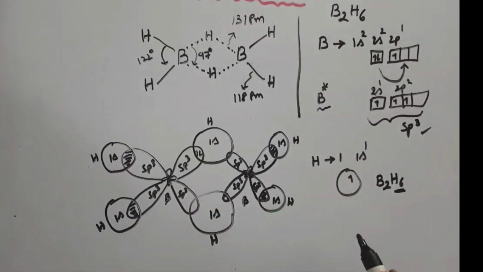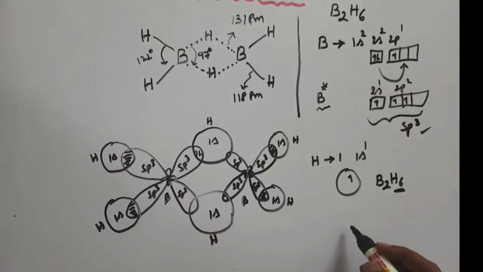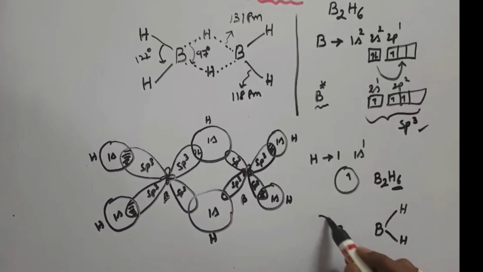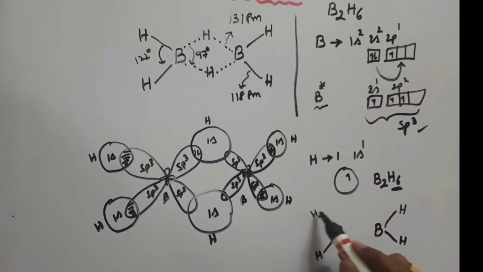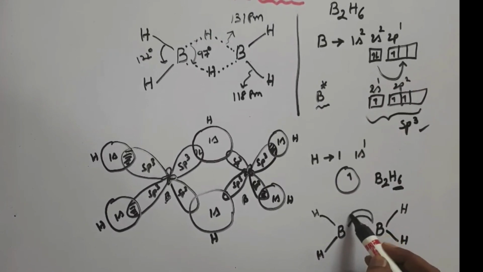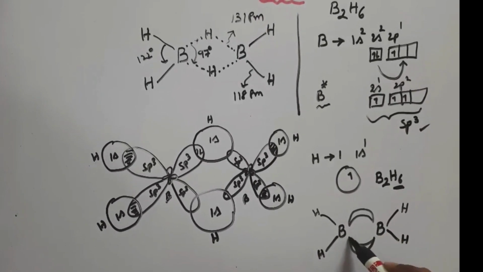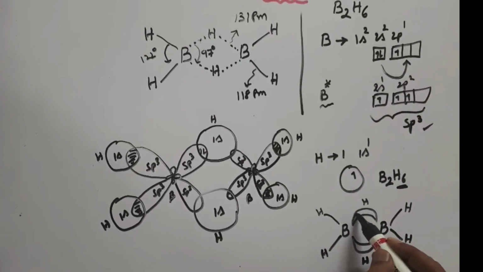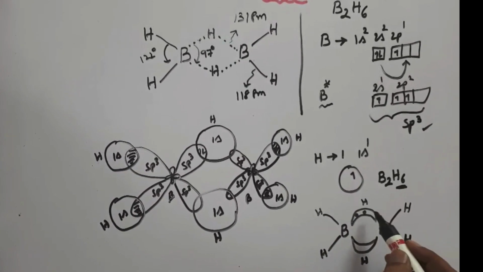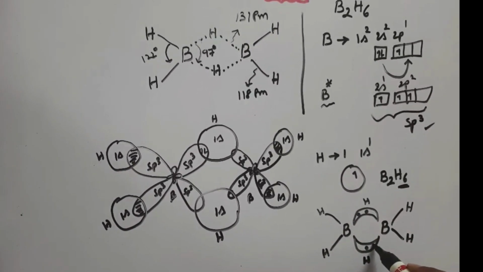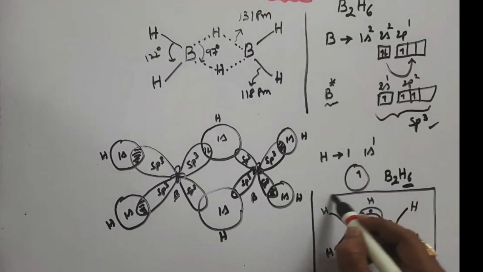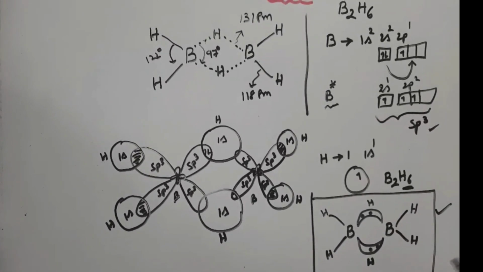So towards the end, we may write the structure of diborane as boron, boron, and then 4 terminal hydrogens like this, and we have 2 banana bonds which are represented in this fashion. Out of these 2 banana bonds, the very important factor is that we have only 2 electrons, 1 electron from boron, 1 electron from hydrogen, as indicated in this diagram. So we have to draw this structure also in the final exam to get good marks.